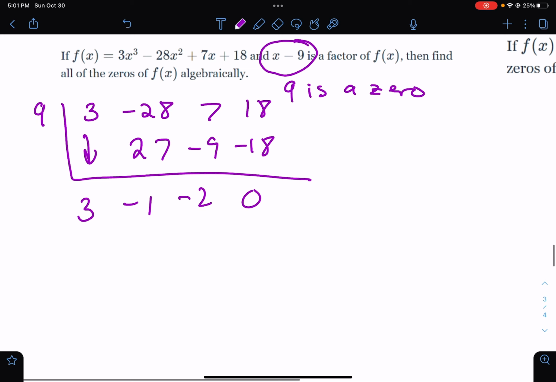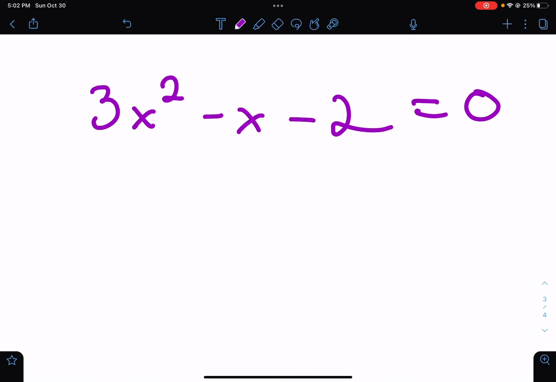So that means that our resulting quadratic here is going to be 3x squared minus x minus 2. And what we need to do is figure out where this quadratic is equal to 0 to find the rest of the zeros of the polynomial. Now, some of you will know this is actually factorable. If you know how to factor it, more power to you.